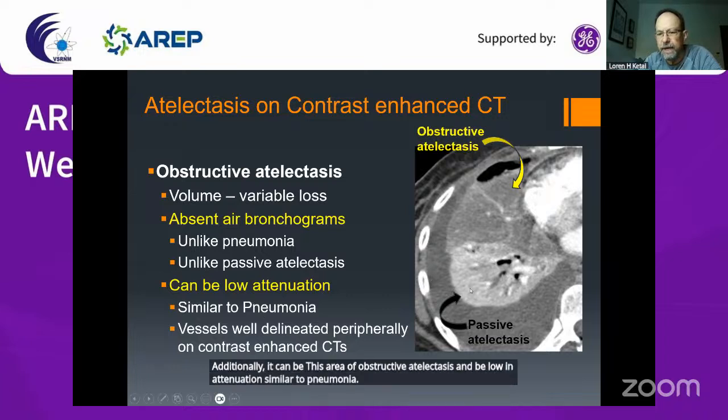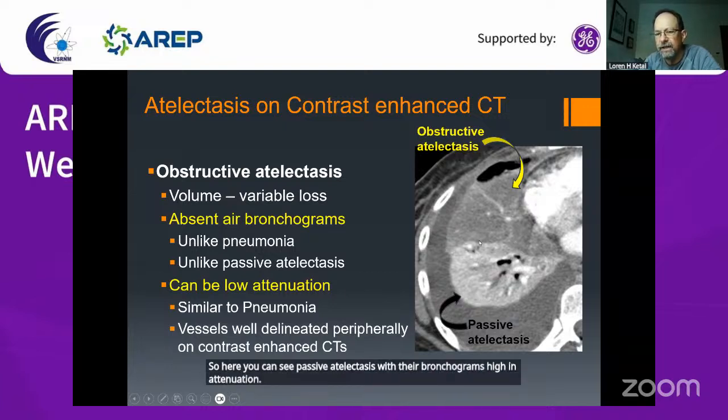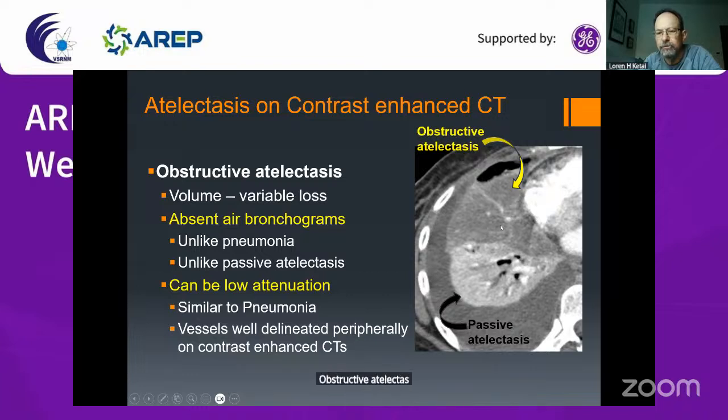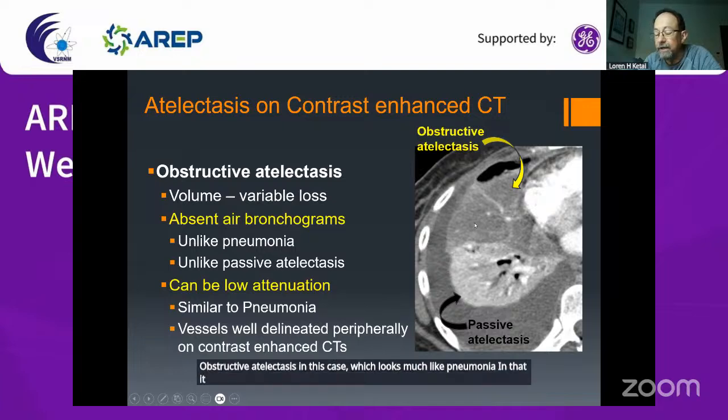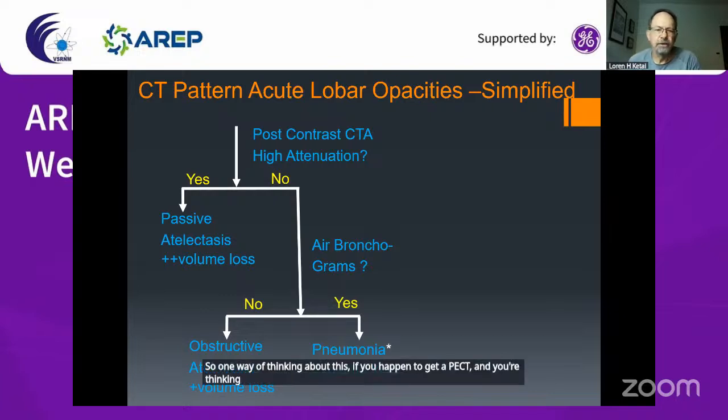So here you can see passive atelectasis with air bronchograms, high in attenuation. Obstructive atelectasis, in this case, looks much like pneumonia in that it's low in attenuation, but unlike pneumonia, there are no air bronchograms. So one way of thinking about this, if you happen to get a PECT and you're thinking about infection, look at it, look for enhancement.